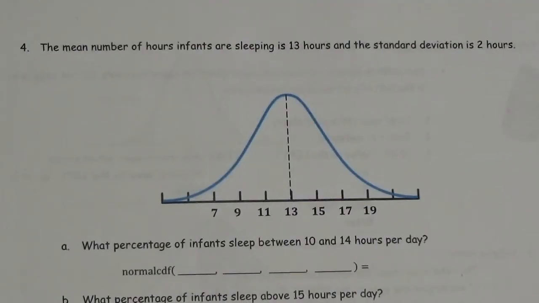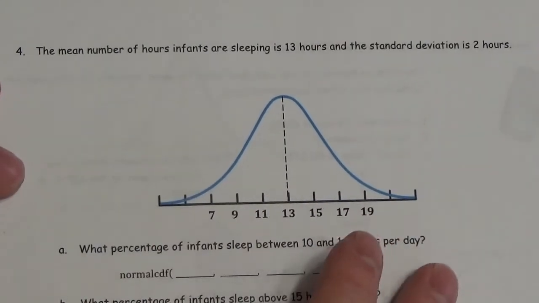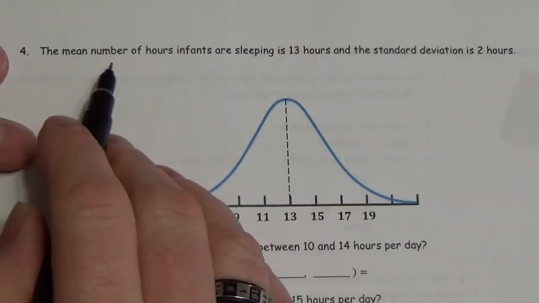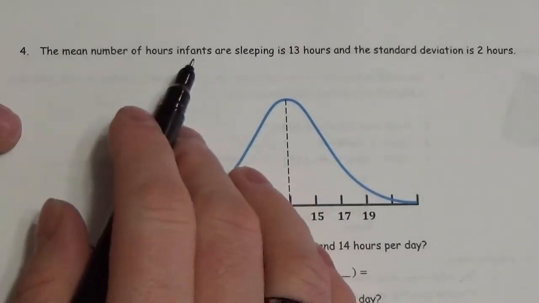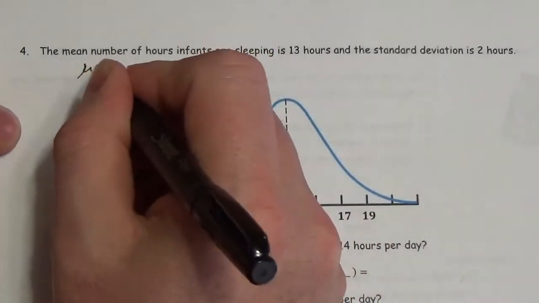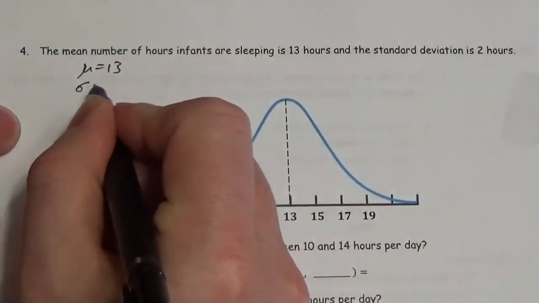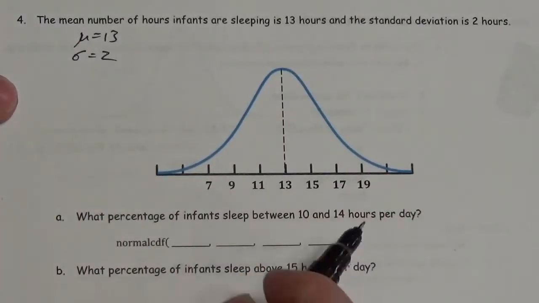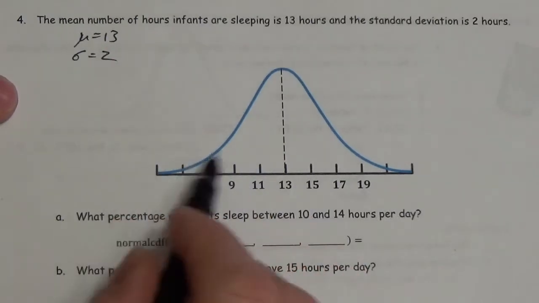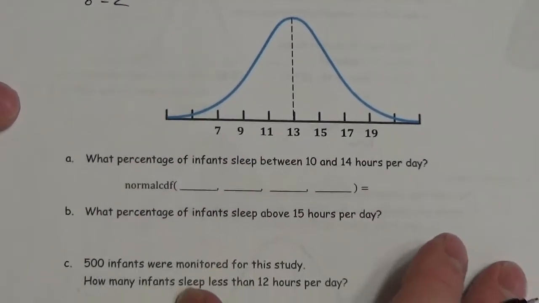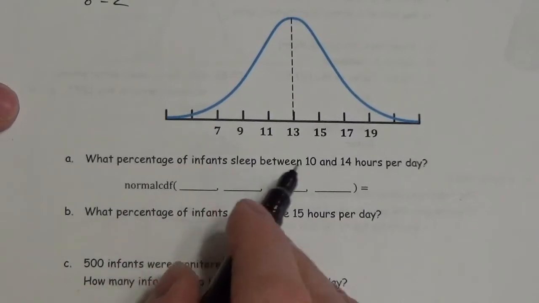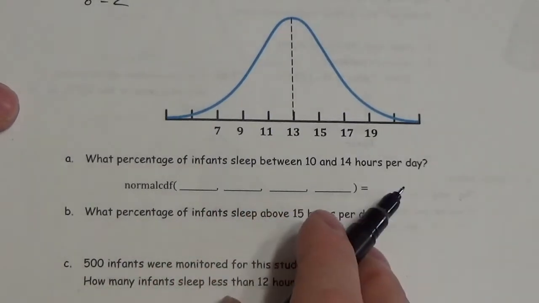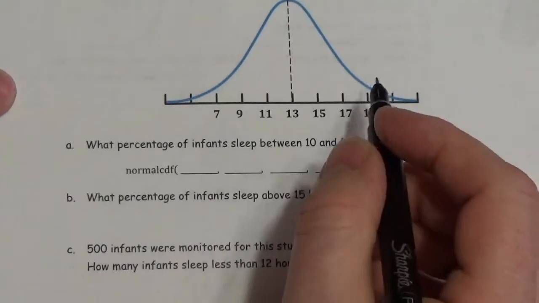Okay, so in the previous questions, we were looking at using the normal CDF function, the cumulative distribution function, with z-scores, but it doesn't have to be z-scores. So remember this question: the mean number of hours infants are sleeping is 13 hours, with a standard deviation of 2. And this is what that's going to look like. Notice I'm giving you a bit more on this graph than you really need. But here we go. What percentage of infants sleep between 10 hours and 14 hours per day? Between 10 and 14.